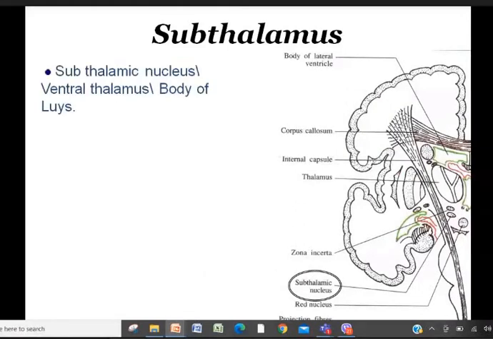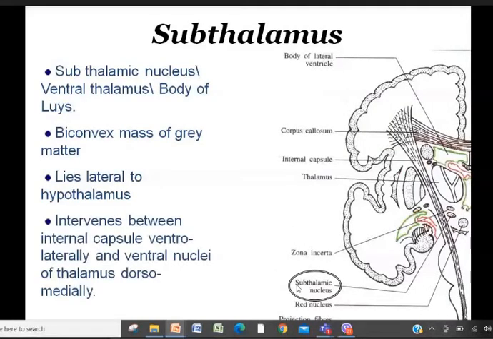Now we are talking about the subthalamus. As I told you, the subthalamus is closely related to the basal ganglia. So this is the subthalamic nucleus, or body of Luys. It is a biconvex mass of gray matter. Today we are studying all gray matter. It lies lateral to the hypothalamus and intervenes between, look at it, the internal capsule and the thalamus. So it lies between the internal capsule and the ventral nuclei of the thalamus. So this is the subthalamic nucleus.